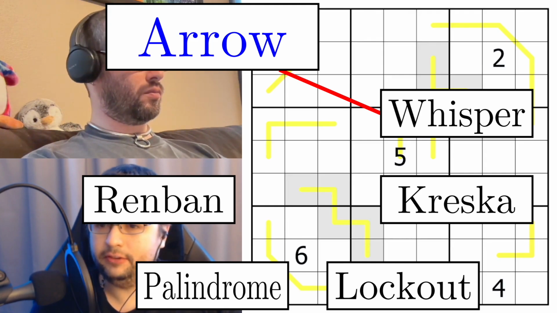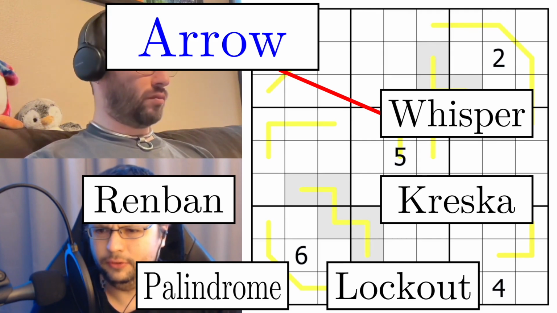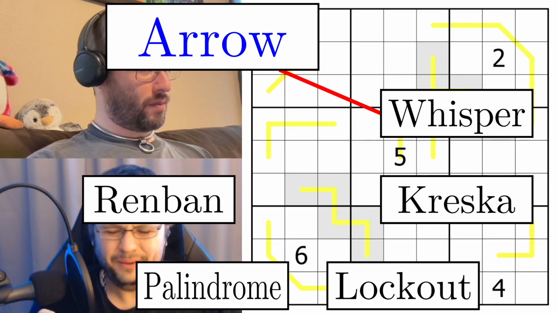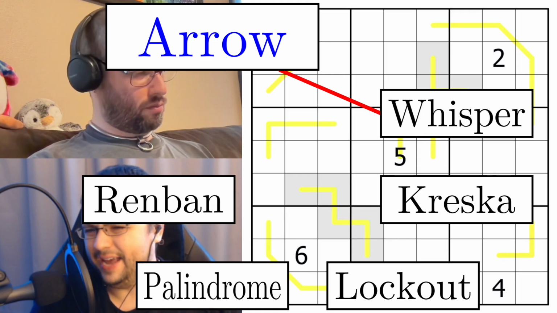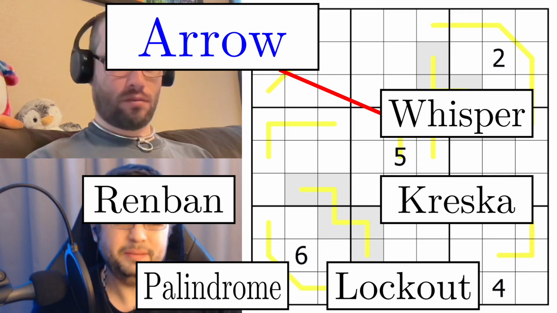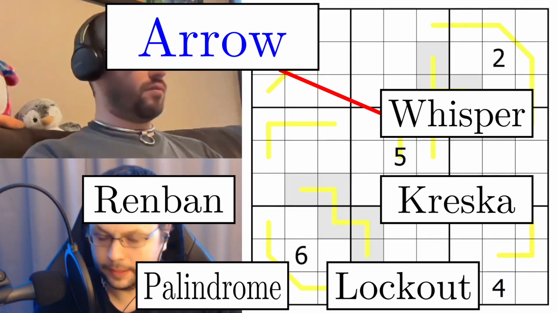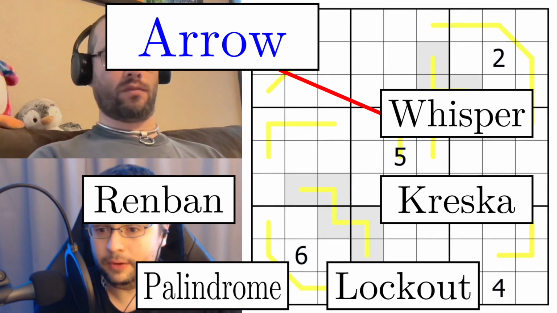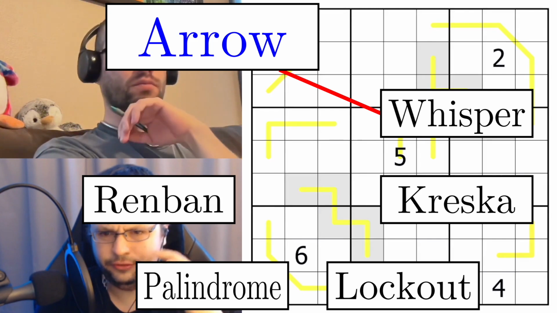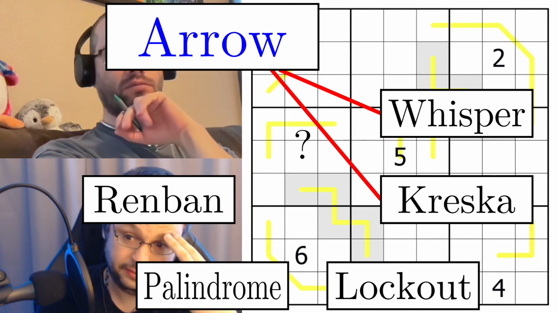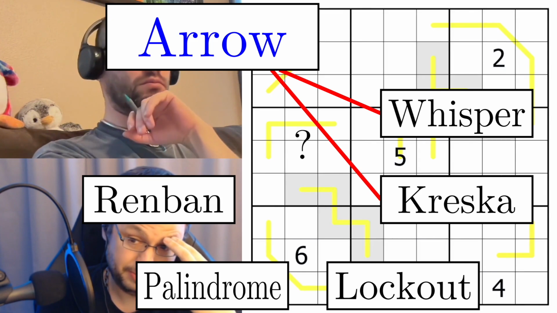Oddly, I know some of this because of that one puzzle I made where you had sets of 3 digits. I think it was called triples or something. Where you ended up having to figure out almost exactly this question of whether something can be both a whispers and a Renban or whatever. Okay, so an arrow could be a whispers. I'm assuming it can be a Kreska line, but let's quickly convince ourselves that we could come up with an example of that.